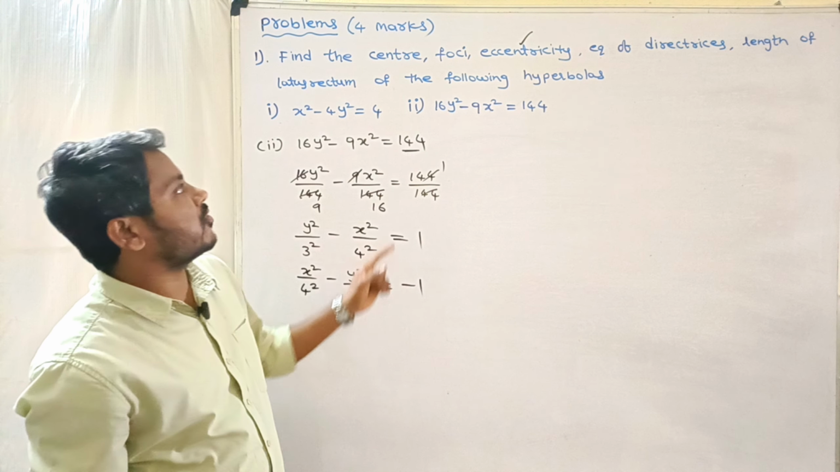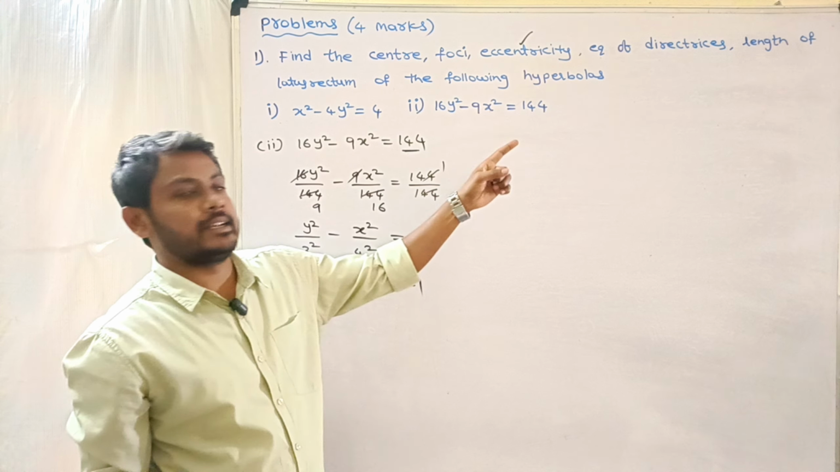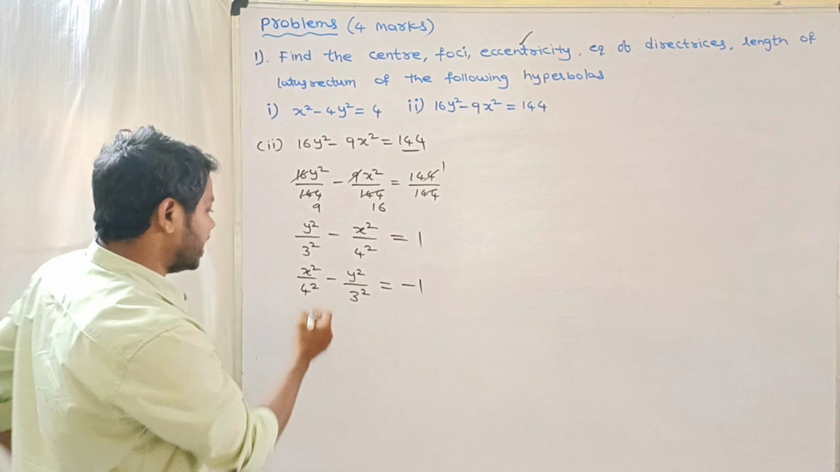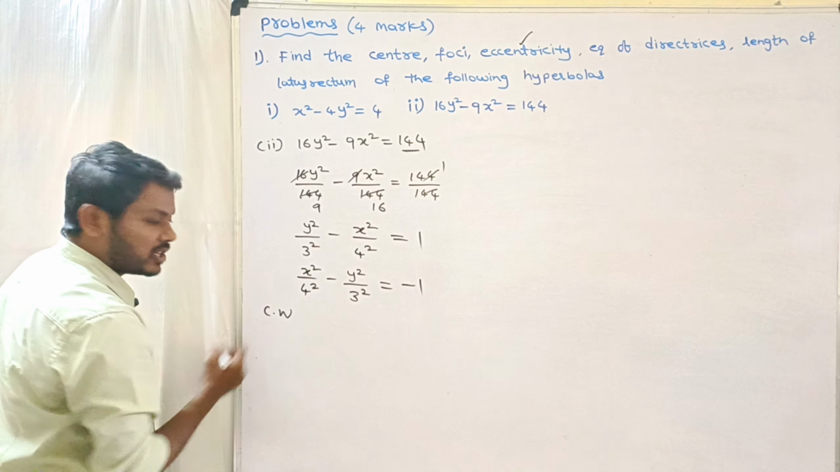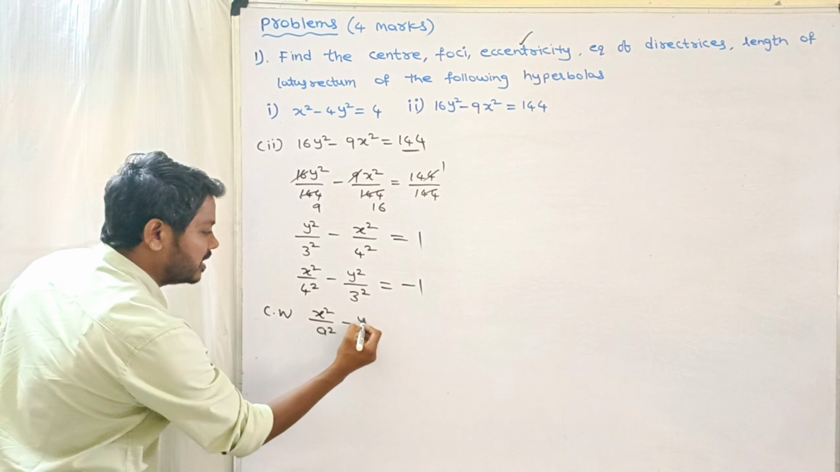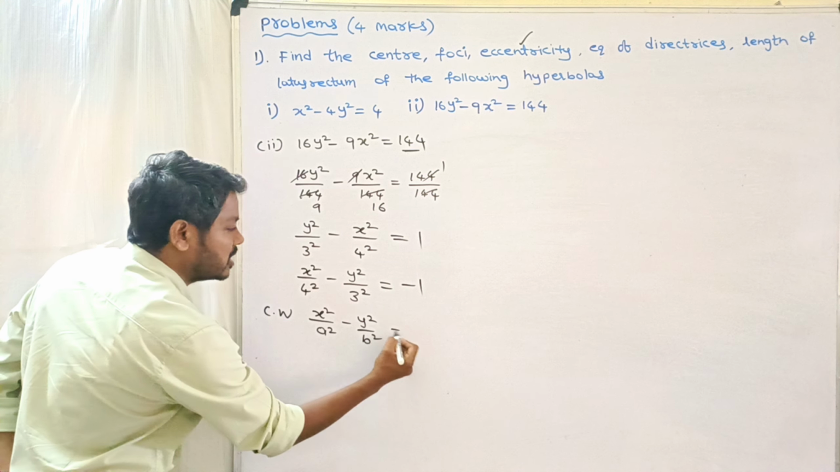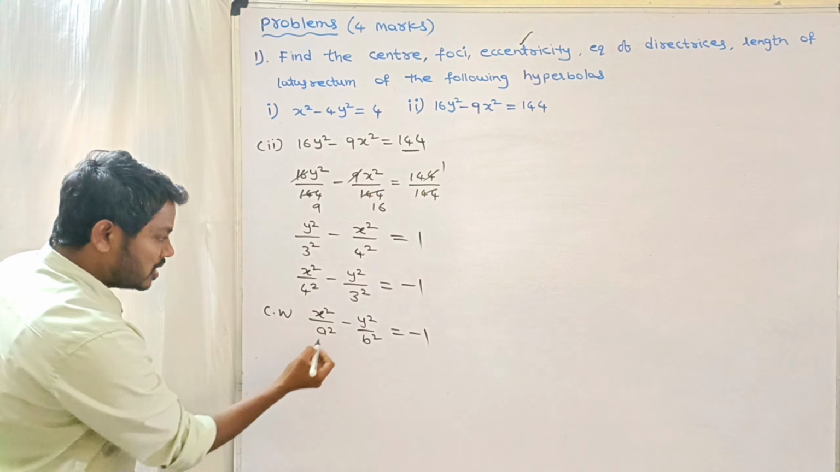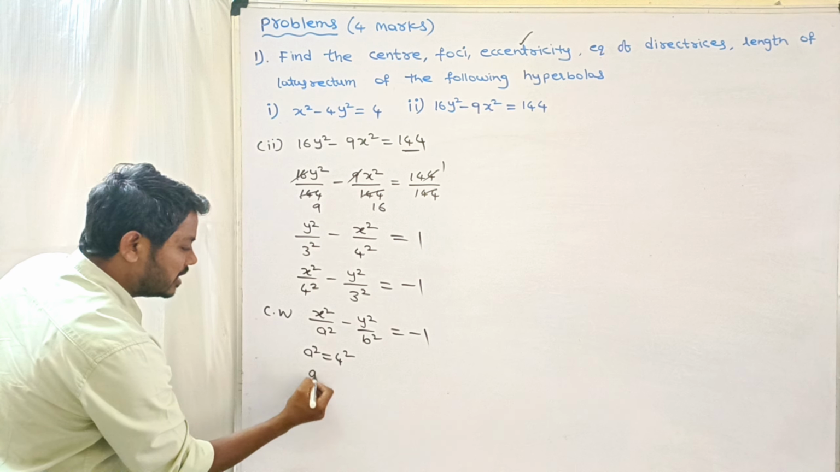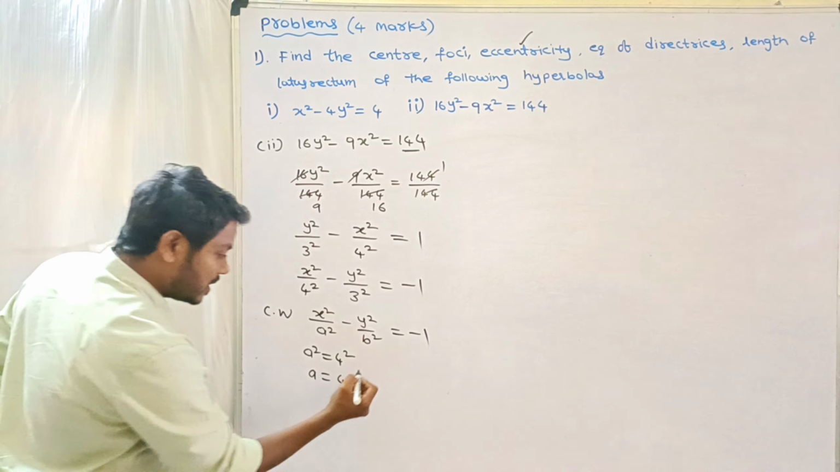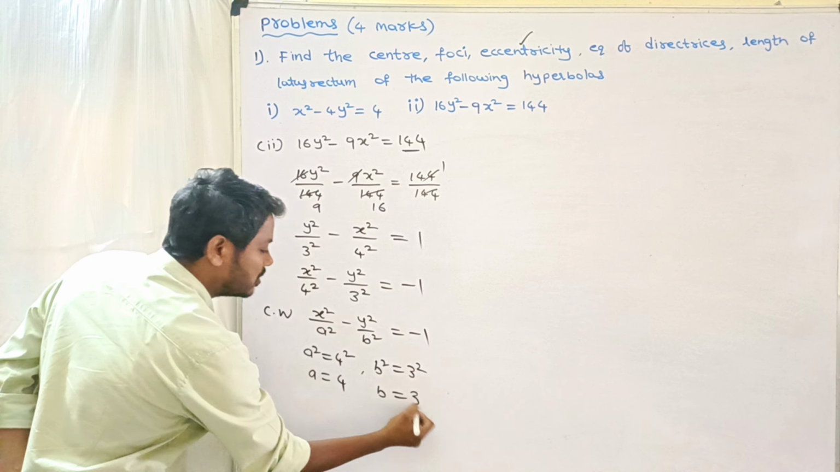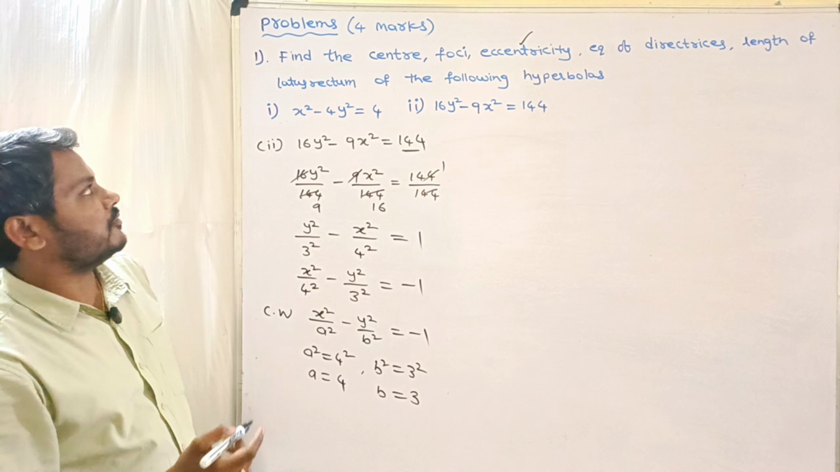So for this we can find center, foci, eccentricity, equation of directrix and length of latus rectum. So clearly comparing the given equation with x square by a square minus y square by b square is equal to minus 1, what is a square value? 4 square. a is equal to 4 and b square value is 3 square. So b is equal to 3. First we can find the center.